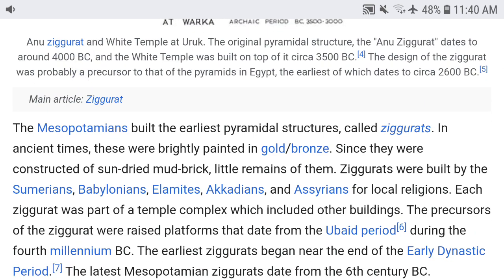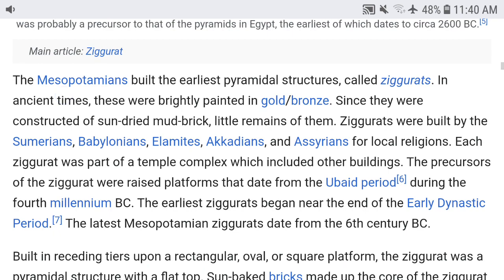The Mesopotamians built the earliest pyramidal structures called ziggurats. In ancient times, these were brightly painted in gold or bronze. Since they were constructed of sun-dried mud brick, little remains of them. Ziggurats were built by the Sumerians, Babylonians, Akkadians, and Assyrians for local religions. Each ziggurat was part of a temple complex which included other buildings.